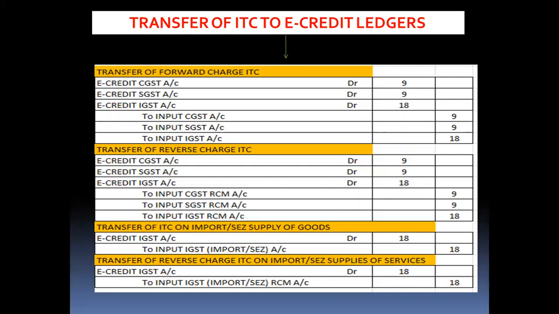Transfer of ITC on import or cess, as the case may be, of supply of goods, the entry would be e-credit IGST account to input IGST import or cess, as the case may be, account. And moving on to the transfer of reverse charge ITC on import or cess supplies for services, the entry would be e-credit IGST account debit to input IGST import or cess, as the case may be, RCM account.